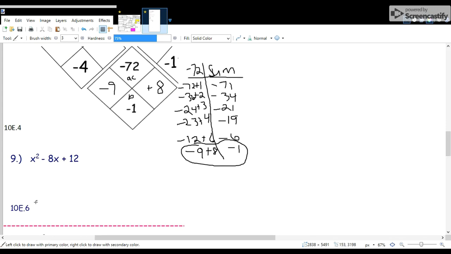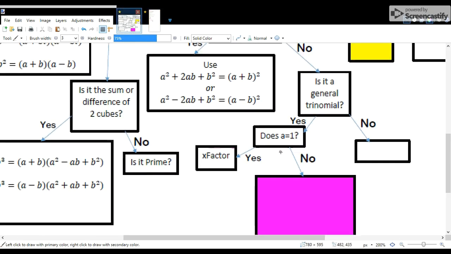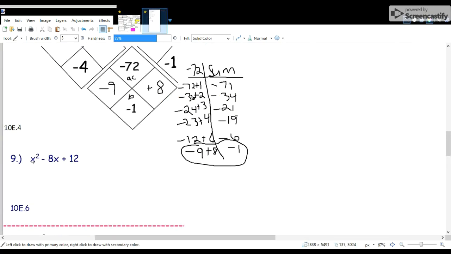Okay, now we're on number 9 on page 6. That's for x factoring. So we have x squared minus 8x plus 12. Well, first we will identify a, b, and c. For a, there's nothing in front of x squared, so there's really an invisible 1. A equals 1, not x squared, it equals 1. B is negative 8, not just 8, but negative 8. And c is plus 12.